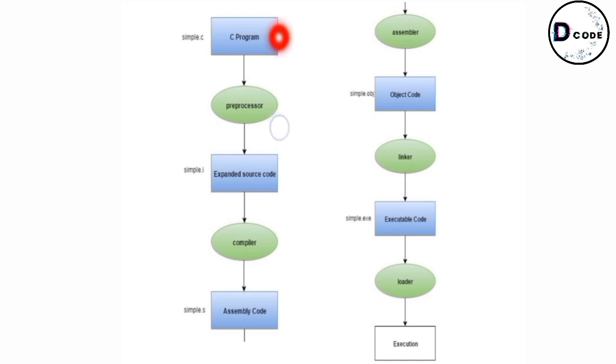Now we'll see how a C program is executed. Firstly, the written code is converted into expanded source code by preprocessor. The expanded source code is converted into assembly code by compiler. Now, the assembly code is converted into object code by assembler. Linker links and merges various object files and makes one executable file. That is how it converts object code into executable code. Now, the loader executes the executable code. This is how a C program is executed.